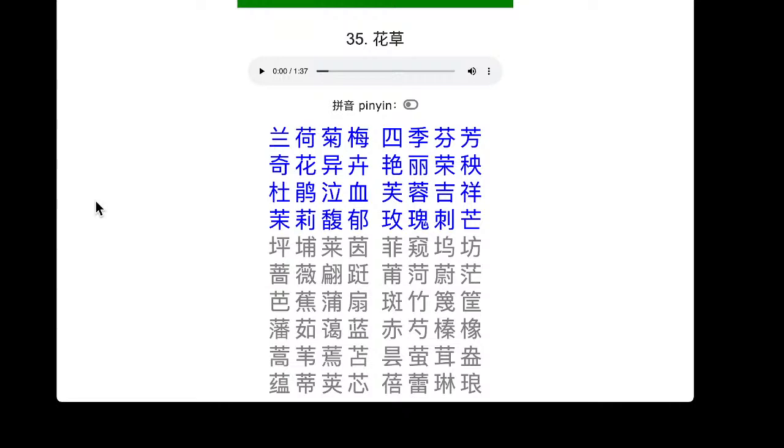Okay, 茉莉富裕, that means the 茉莉花 has a very good and strong scent, and it can be smelled pretty far away. So 玫瑰刺芒, of course the roses have those thorns, right? They have 刺芒. Okay, so 刺芒 is also the little thorns. So 玫瑰 has 刺芒.